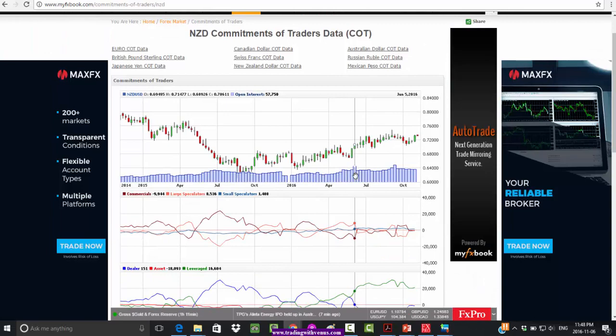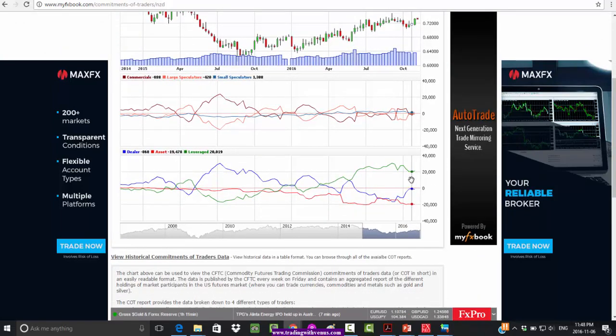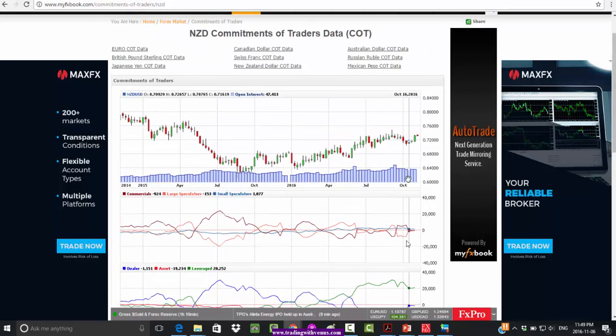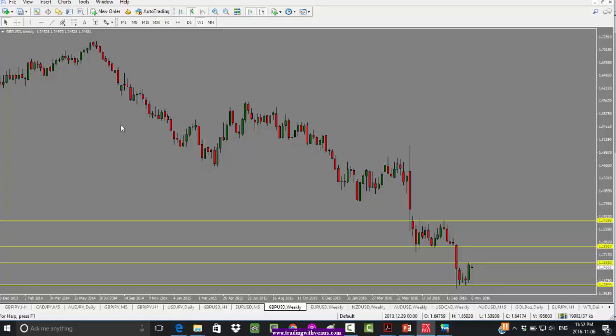So here we have New Zealand US dollar. For New Zealand, we have actually seen a slight increase in the long positions. We've gone from 20,019 to 20,943. So that's a slight increase in the long positions for the New Zealand dollar. However, there is an interest rate statement coming out this week. So that is something we'll have to watch out for, because that could make a difference in terms of the New Zealand dollar. Let's move on to the charts now.